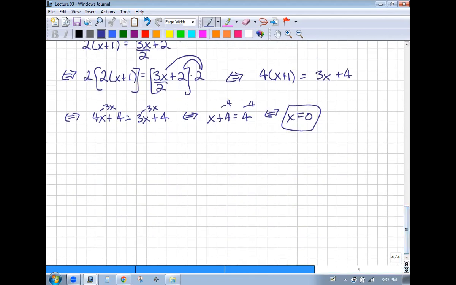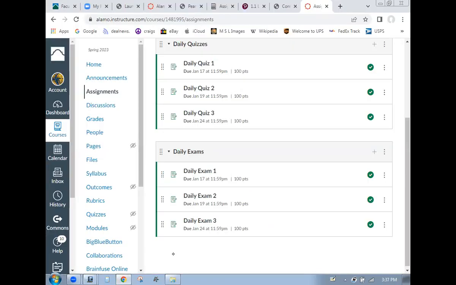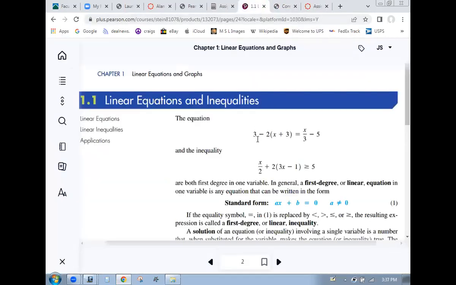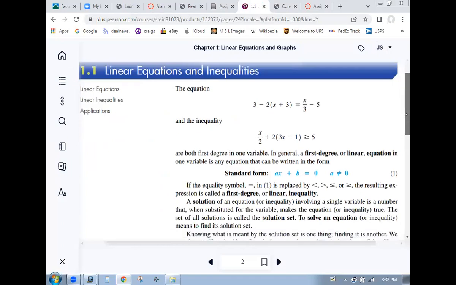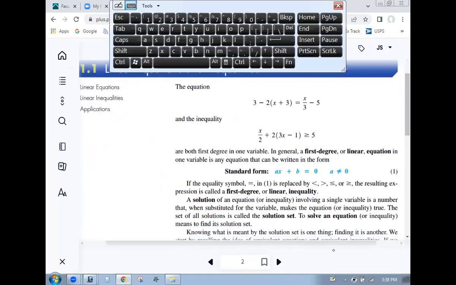All right, so let's move on to the book. If I can find it. So we are in 1.1 here. Let me see if I can shrink this.